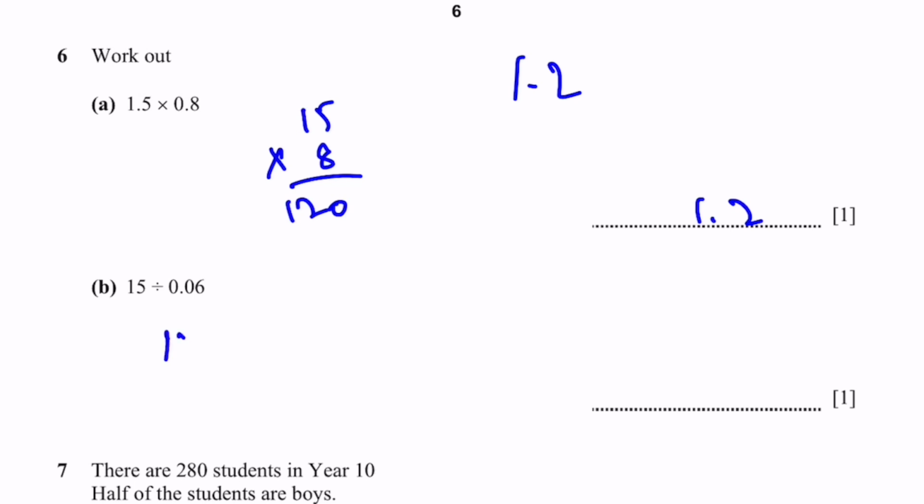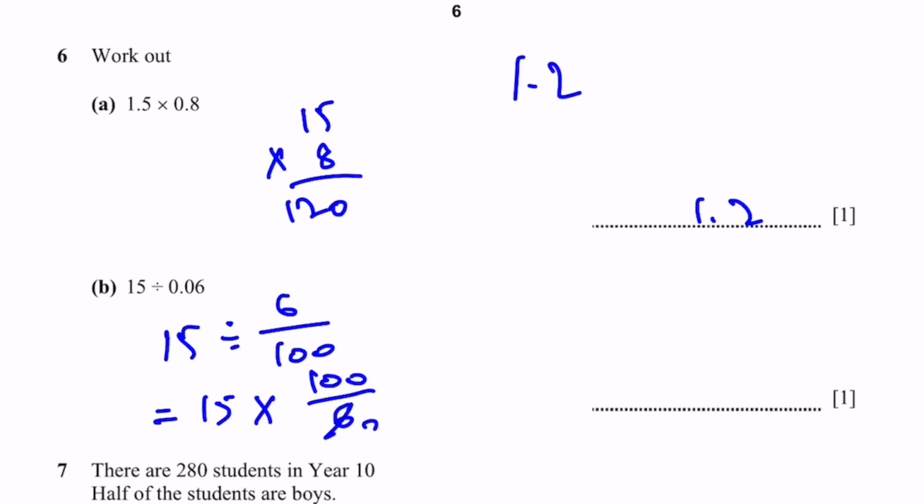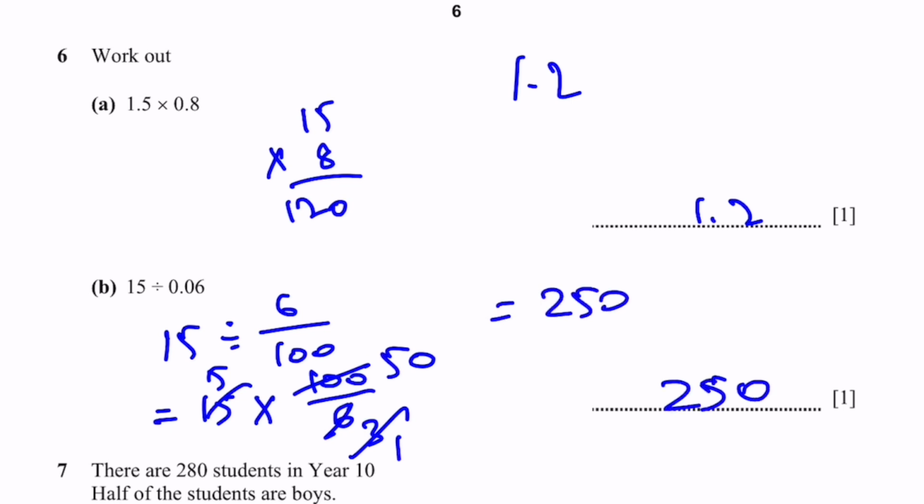We can do this as 15 divided by 6 by 100. That's equal to 15 into 100 by 6. Now we can do some simplification. So 5 into 50 is equal to 250. That's the answer.